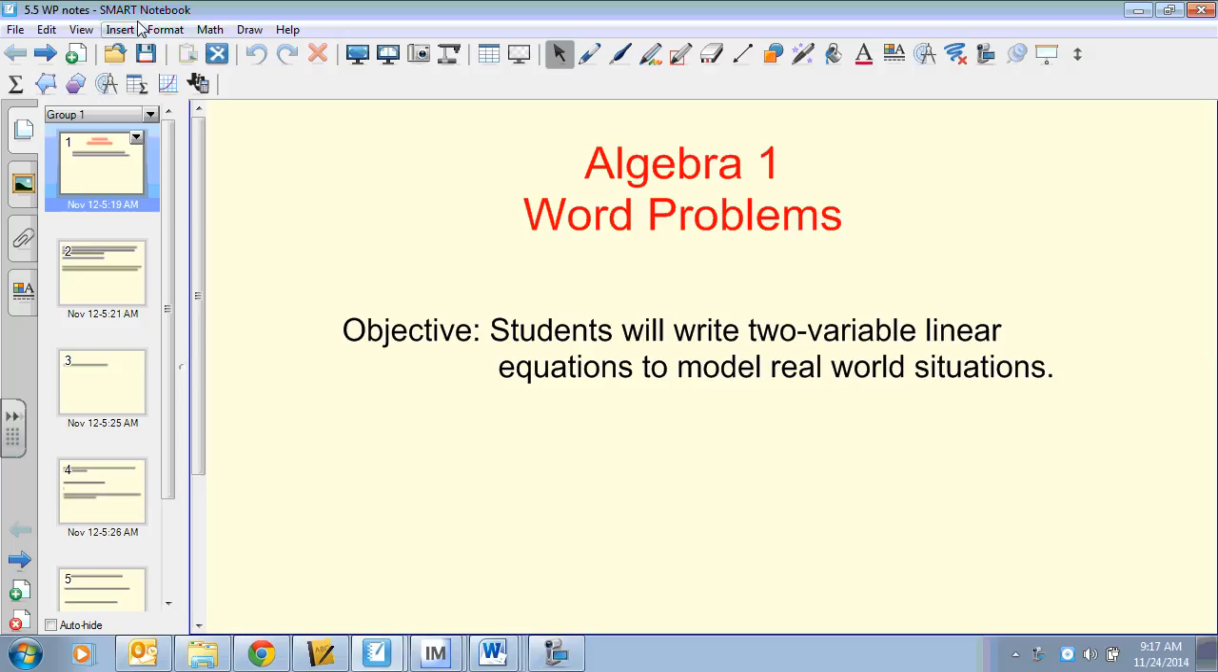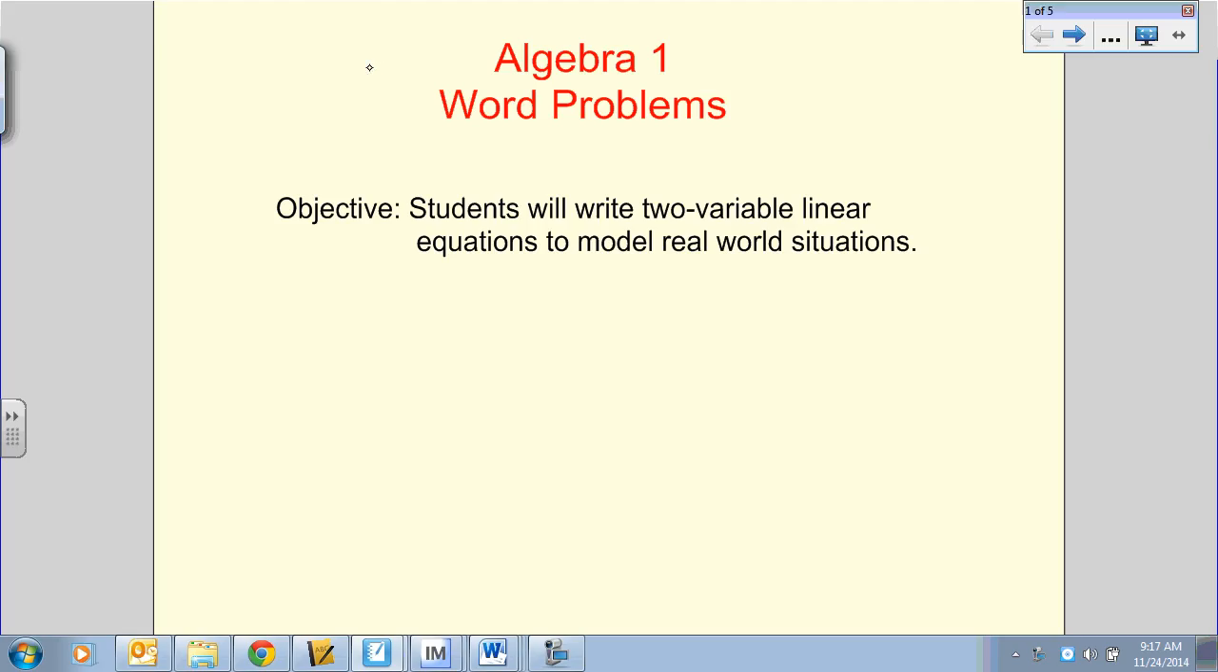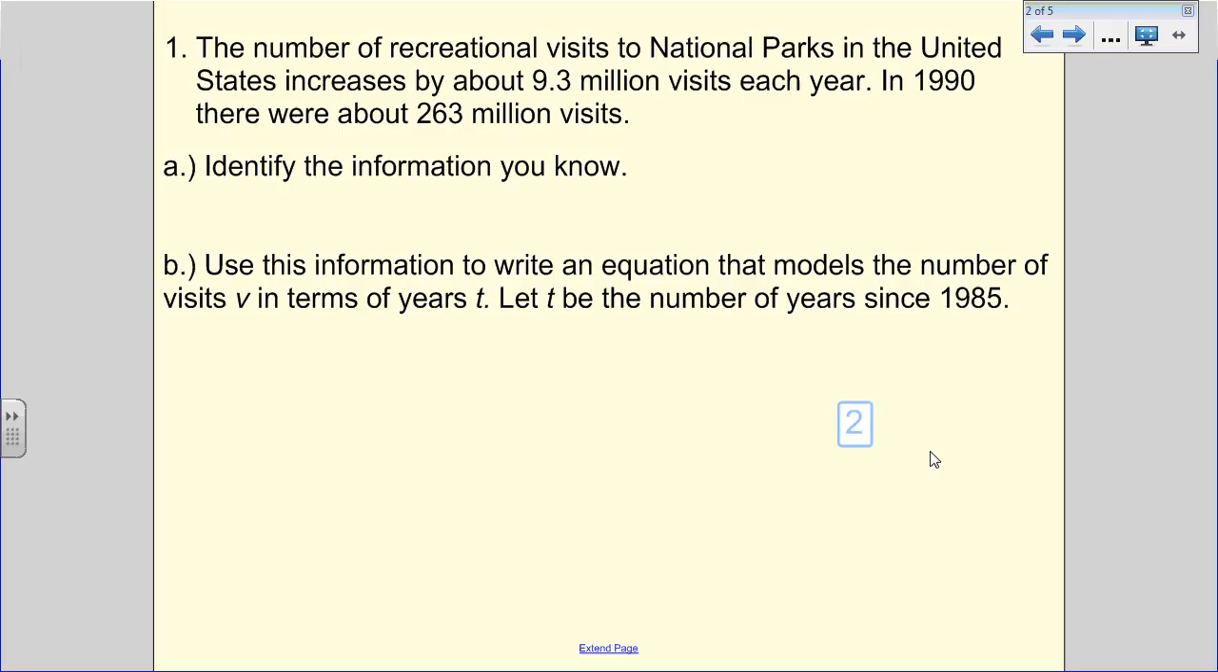Your job is to write equations that model real-world situations. They're going to look like the down on the farm problems for those. So the first thing we want to do is identify the information you know. And if you look through the notes, or the word problems, that's often one of the first things I ask you to do: identify what you know.